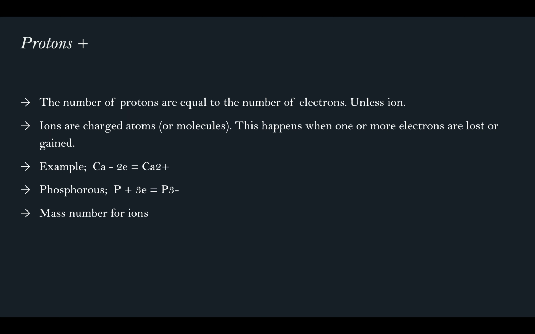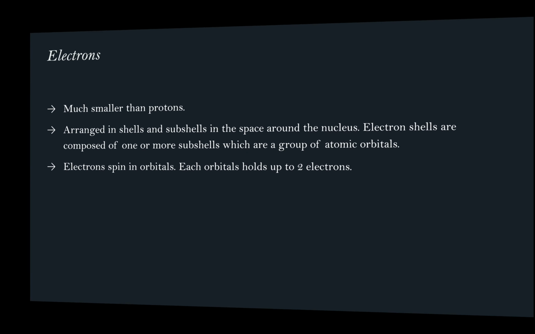So ions occur when the atom becomes charged when one or more electrons are either lost or gained. Here are some examples. If you lose 2 electrons, you have a calcium 2+ ion, because now you've got 2 fewer electrons than protons, and vice versa. If you gain 3 electrons, you have 3 more, so you have a 3- charge. The mass number for ions is the same as the mass number for atoms, because electrons don't really affect the mass.